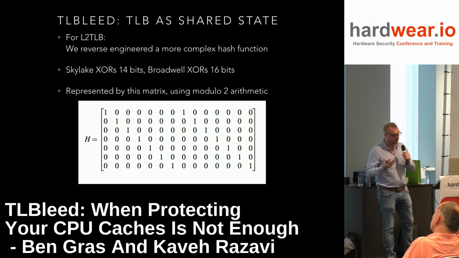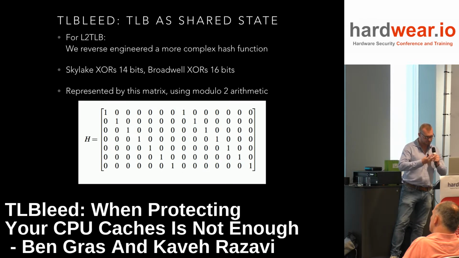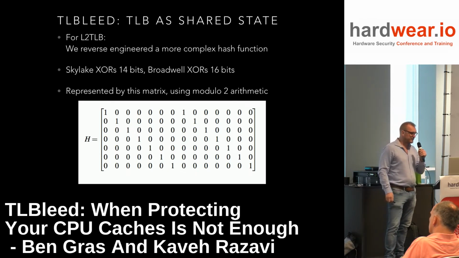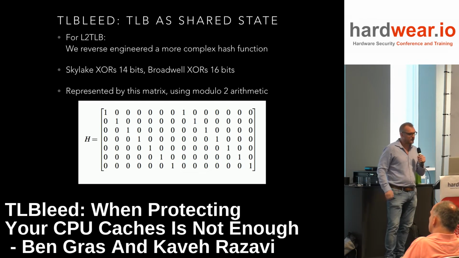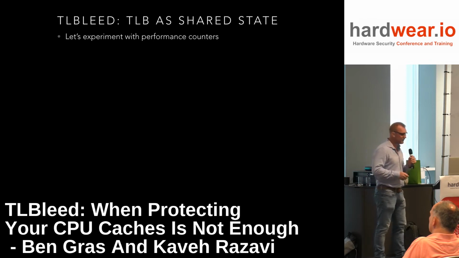This is, if you were to use modular 2 arithmetic and multiply the page number by this matrix, then you would get that output. Broadwell does something very similar, but it uses 8 bits instead of 7 bits to XOR together and get the result. So using these techniques, we find lots of different properties of the TLB.